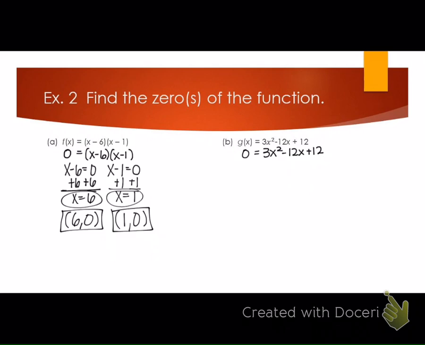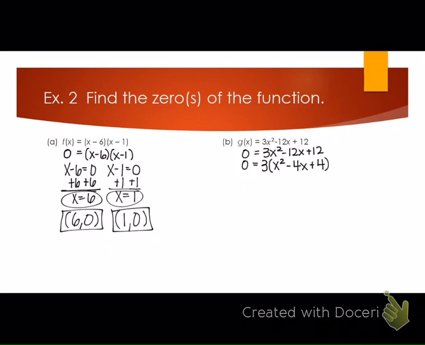All right, what is the first question that we ask ourselves? Is there a GCF? Yes, what is it? 3. So we pull it out and we divide. 3x squared divided by 3 is x squared, bring down the minus sign. 12x divided by 3 is 4x, bring down the plus sign. And 12 divided by 3 is 4. Question 2, what type of polynomial are we now dealing with? Trinomial.